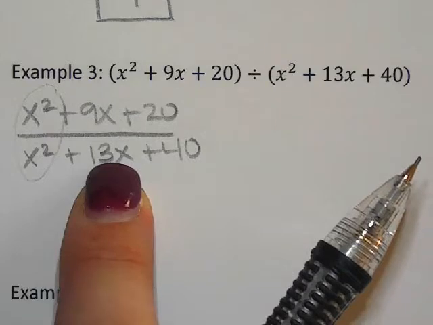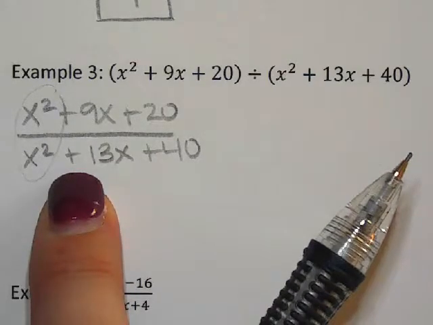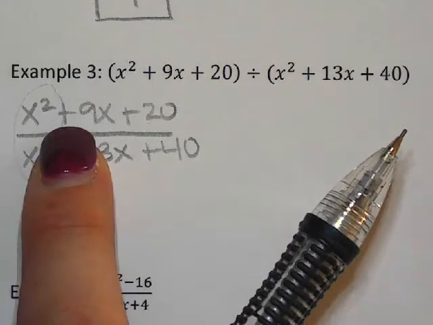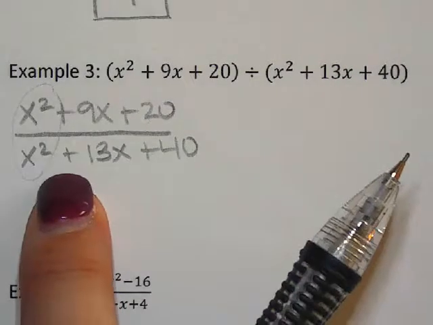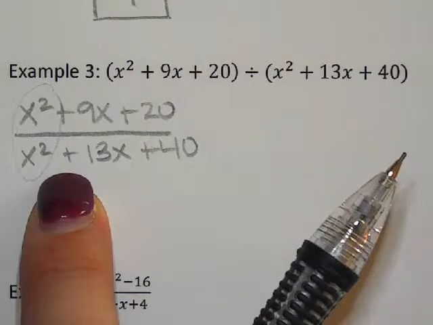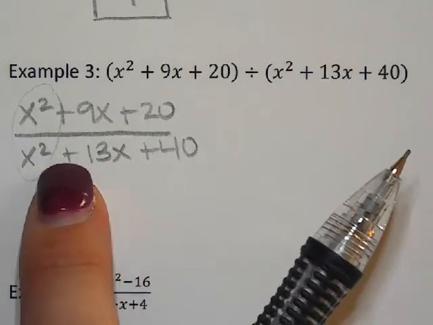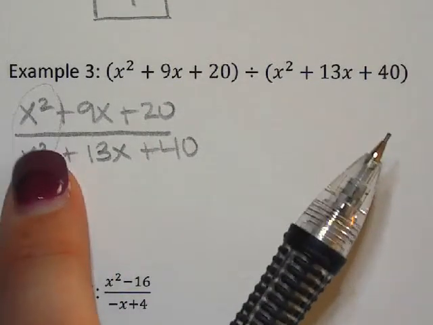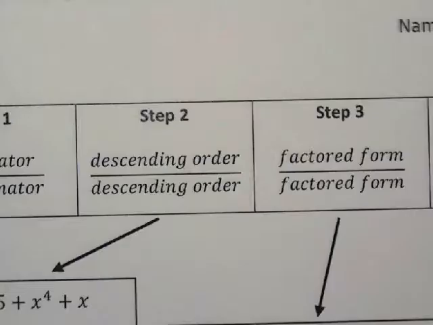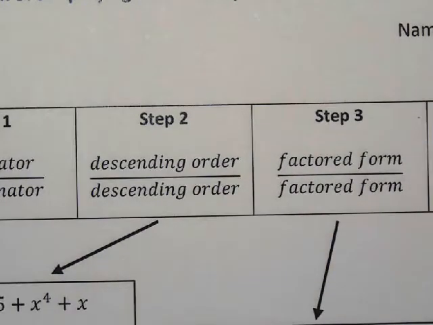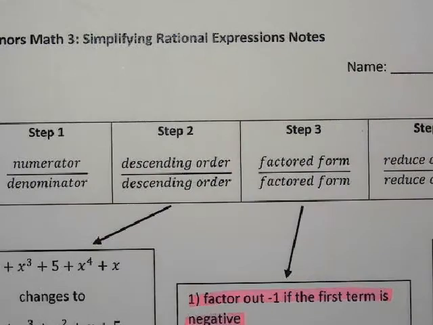No, you would kill a puppy if you canceled these, because this is an addition problem, and this is an addition problem, and addition and division do not cancel. Does that make sense? So we can't start with step 1. If you tried to cancel these, the x squareds, you would be going straight from step 1 to step 4, and you would be completely skipping step 2 and step 3.